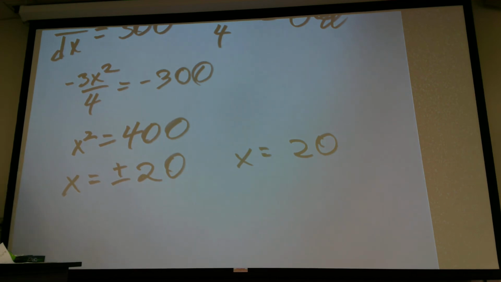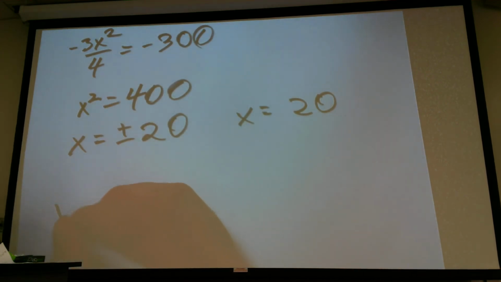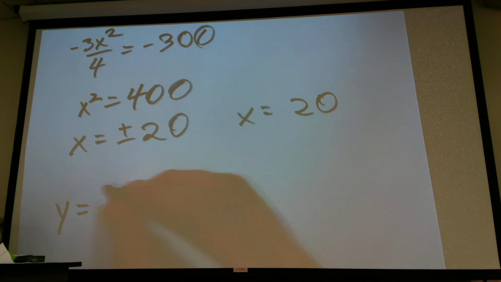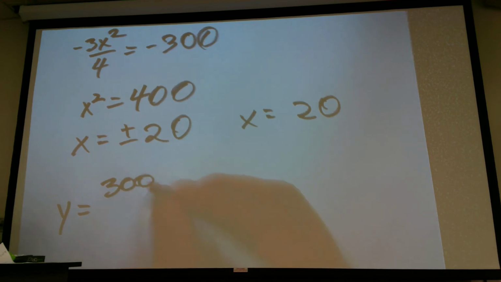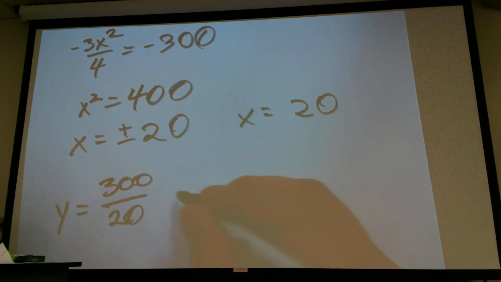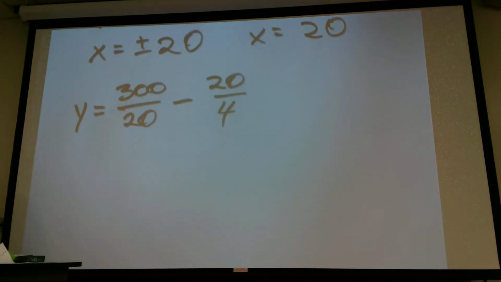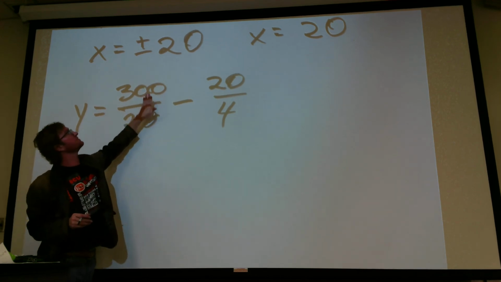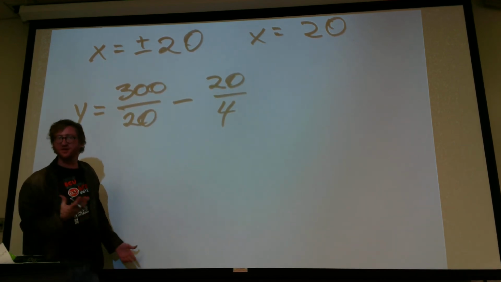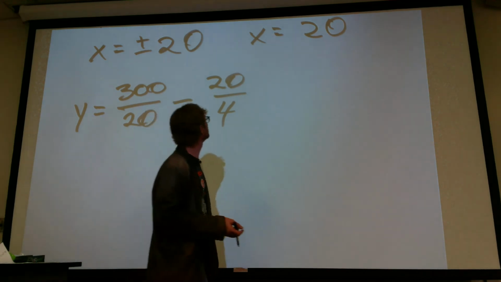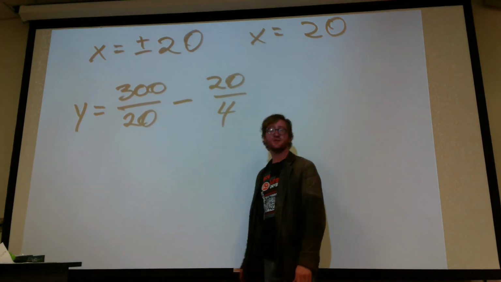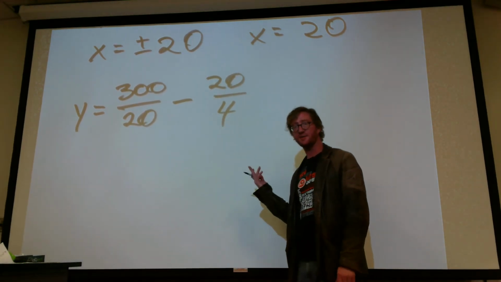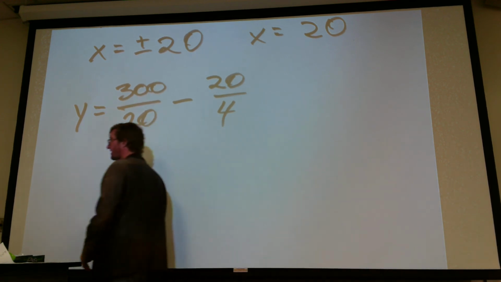And so y is going to equal 300 divided by 20, minus 20 divided by 4. Let's think about what this is. 300 divided by 20, just ignore those extra zeros, is really 30 divided by 2. 30 divided by 2 is 15. And then 20 divided by 4 is going to be 5. So 15 minus 5 would just equal 10.